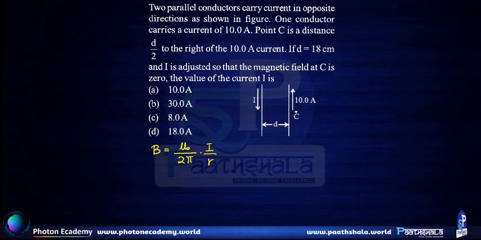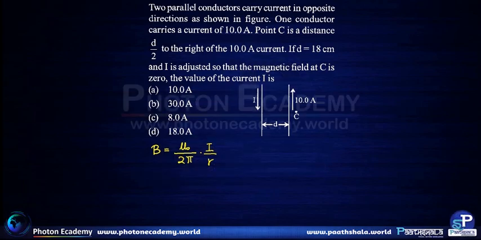The direction of the magnetic field would be given by the right hand thumb rule, which states that if we make our right hand into a thumbs up gesture and point the thumb along the direction of the current, then the curl of the right hand fingers would give the direction of the magnetic field.